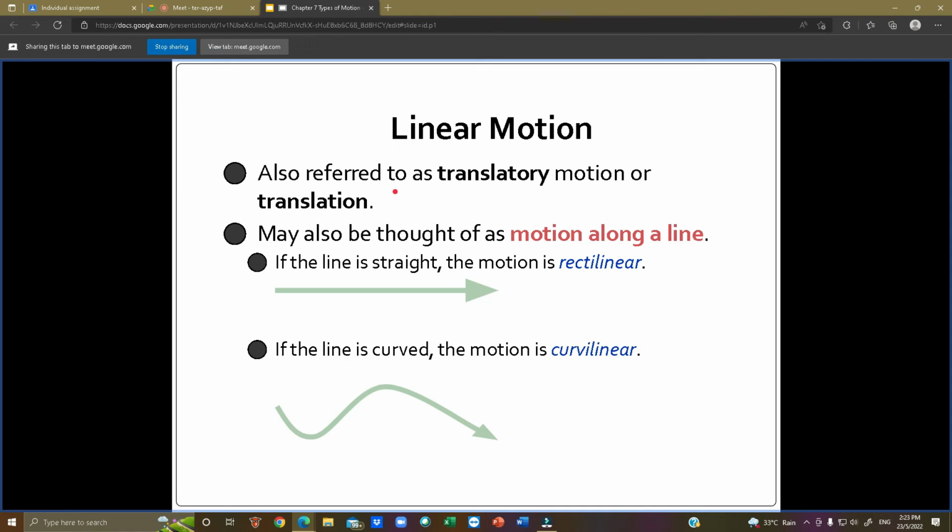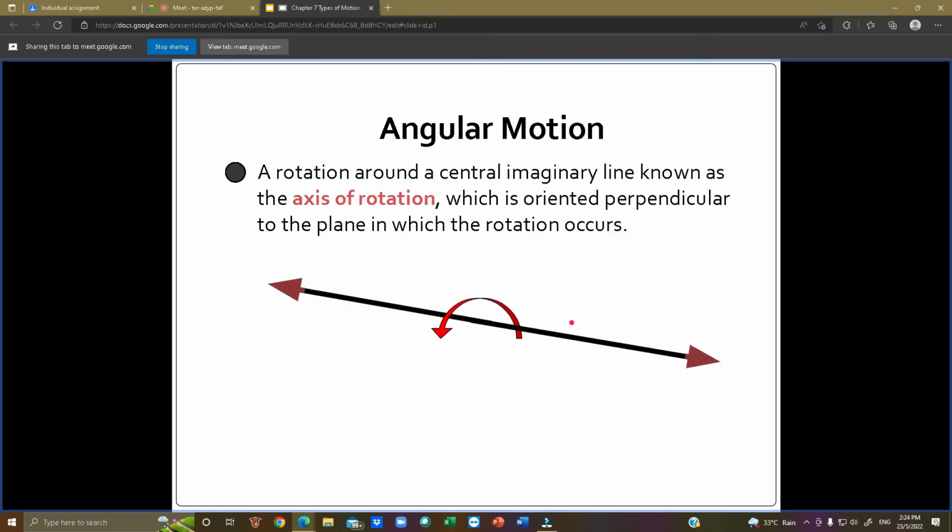So, combination of those is general. Right. So, linear motion can be divided into two. If the line is straight, it is known as rectilinear. If it is curved, it is known as curvilinear. Okay. Rectilinear and curvilinear. Itu adalah linear motion.